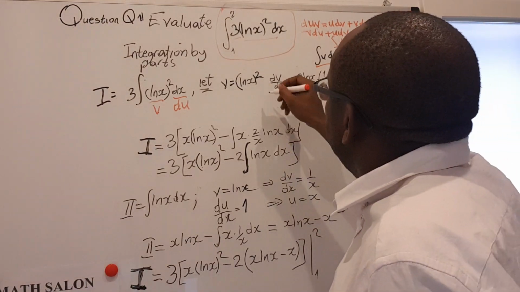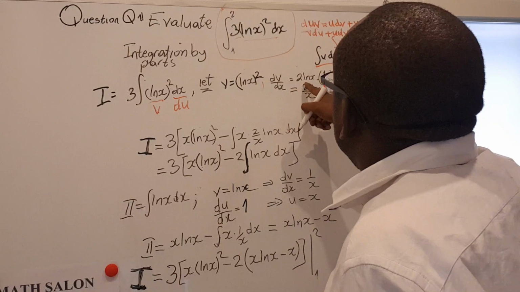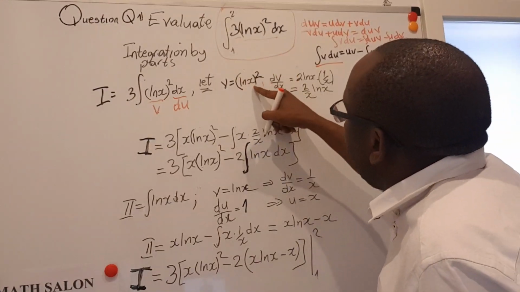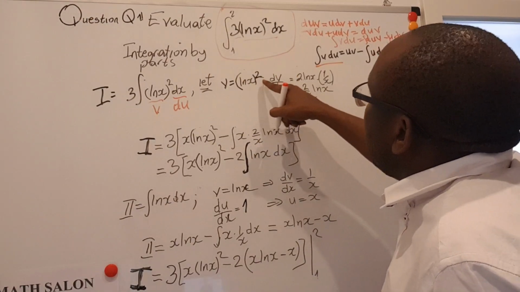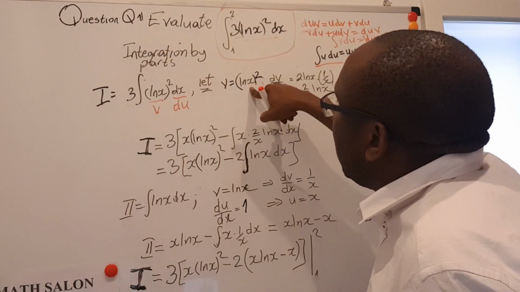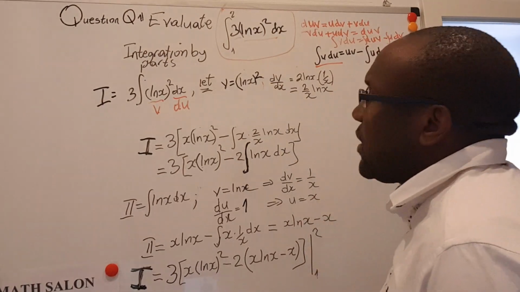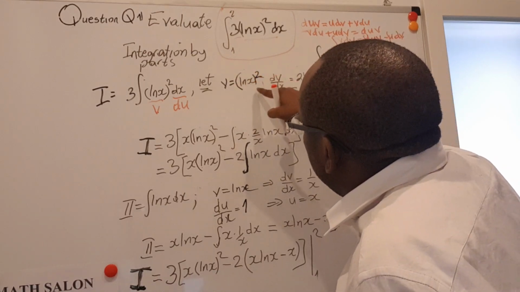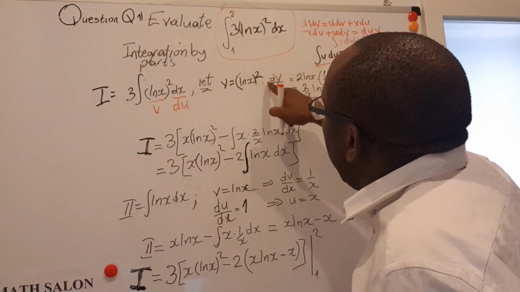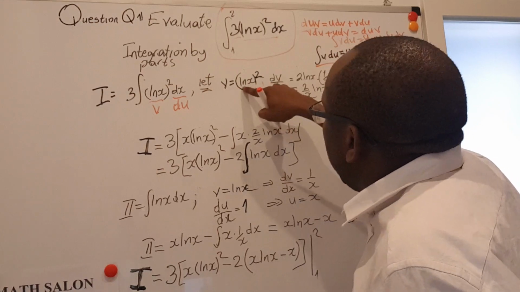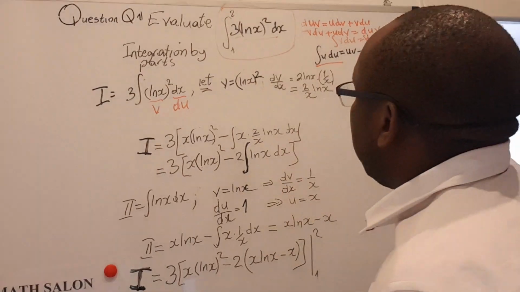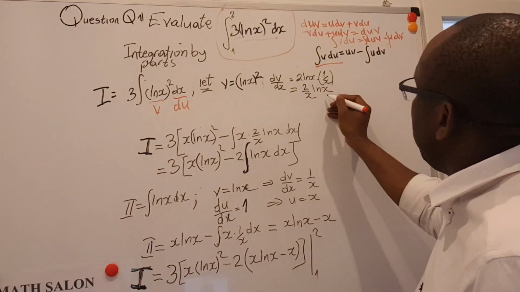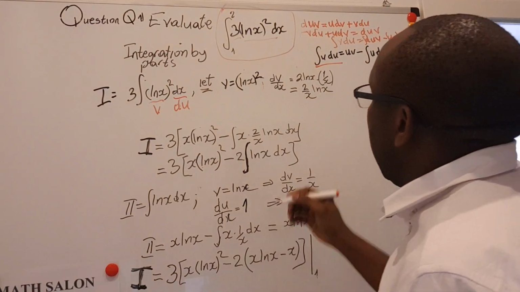So if I choose that, then dv/dx is 2 multiplied by ln x times the derivative of the inner part, ln x, and that is 1 over x. So that means you do your chain rule. The derivative of ln x raised to the power 2 is 2 multiplied by ln x times the derivative of the inner part, which is 1 over x. If I do that, it simplifies to 2 ln x over x.